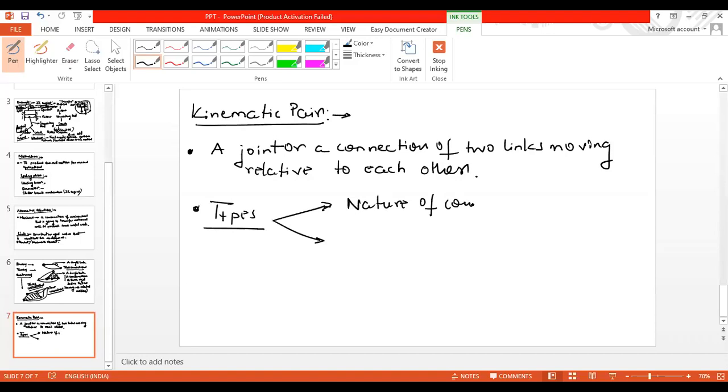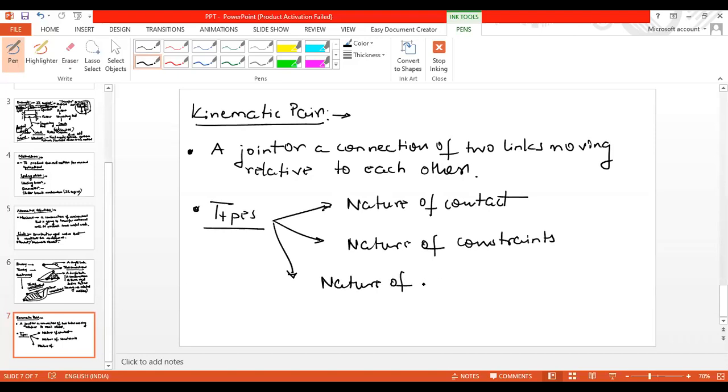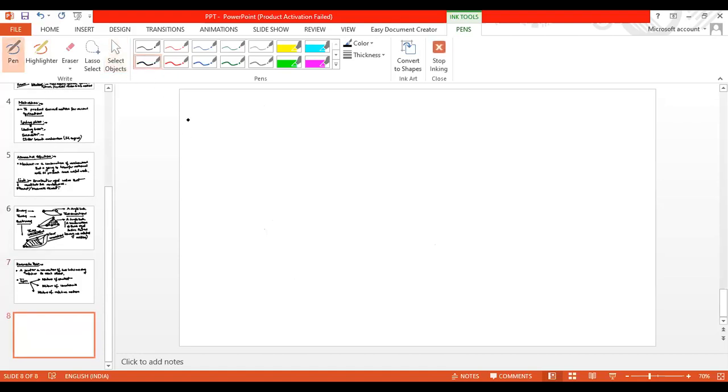Right? So first one is, you can classify this on the basis of nature of contact, right? Then the second is nature of constraints, right? And then the third is nature of relative motion. So generally, you can classify the kinematic pairs into these three classes. Now under this, you will have further subcategories. So let us see. First is nature of contact. Based on this, you can classify a kinematic pair into two parts. First is lower pair and second is higher pair.